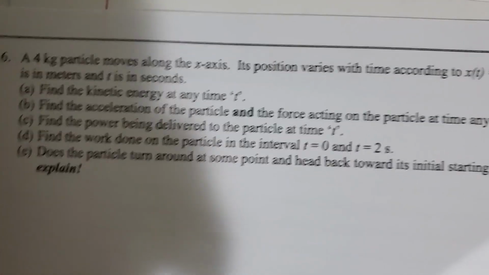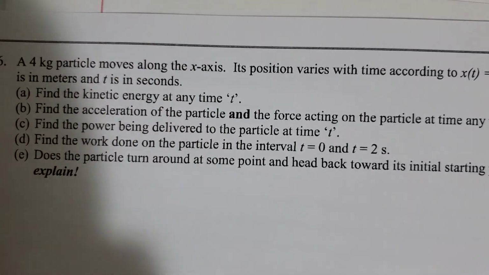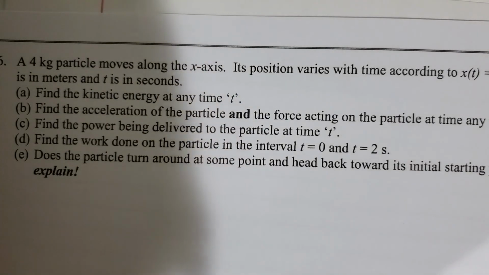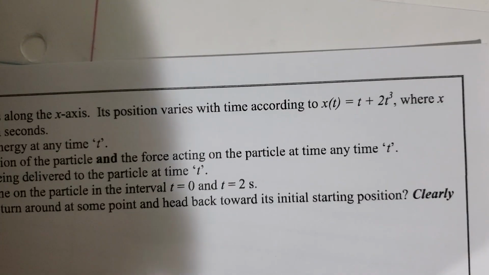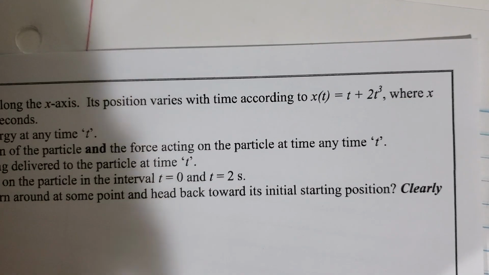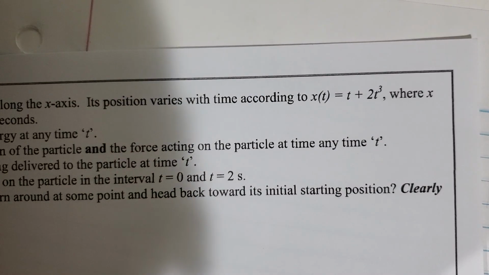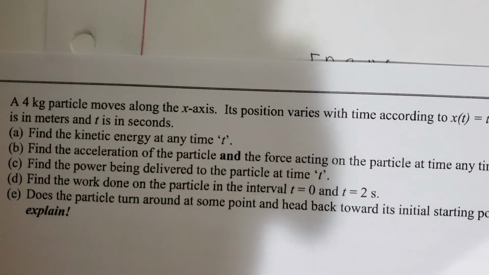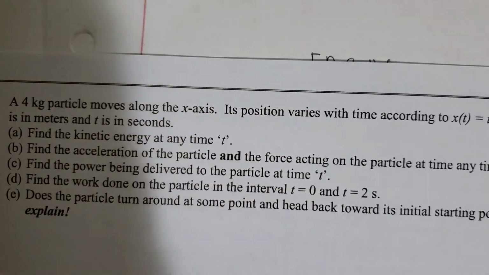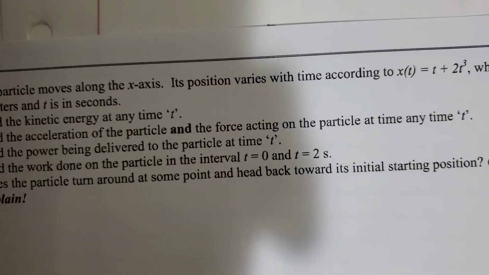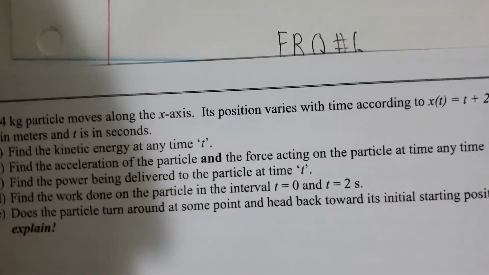Okay, so for FRK number 6, we have a 4 kilogram particle moving along the x-axis, and its position is given by this function, x of t is equal to t plus 2t to the power of 3, where x is in meters and t is in seconds. Now part A wants us to find the kinetic energy at any time t.